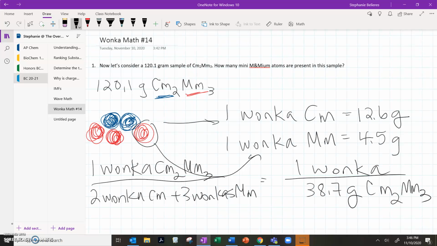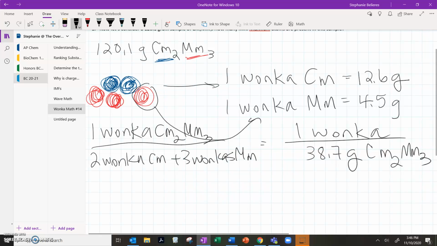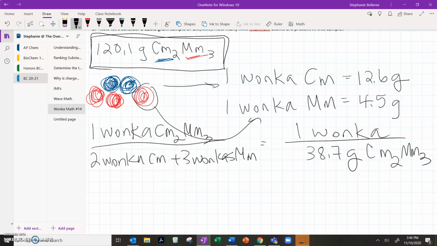All right, now that's the first step. So I'm going to start by converting the amount of the sample I start with to how many Wonkas that is. I have this much of a sample of this stuff. I want to know how many Wonkas that is, like what fraction or how many Wonkas do I have of CM2MM3? And I know 1 Wonka is 38.7 grams. And if I'm starting with 120.1, then it must be more than 1 Wonka. It's about 3¼ Wonkas, actually.